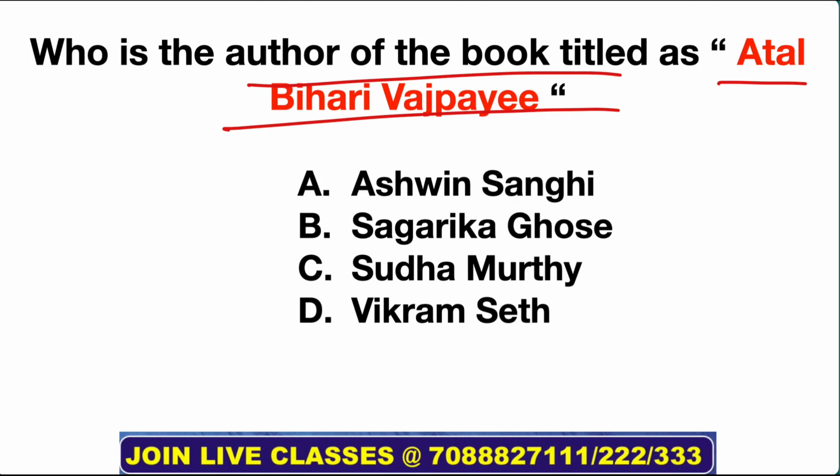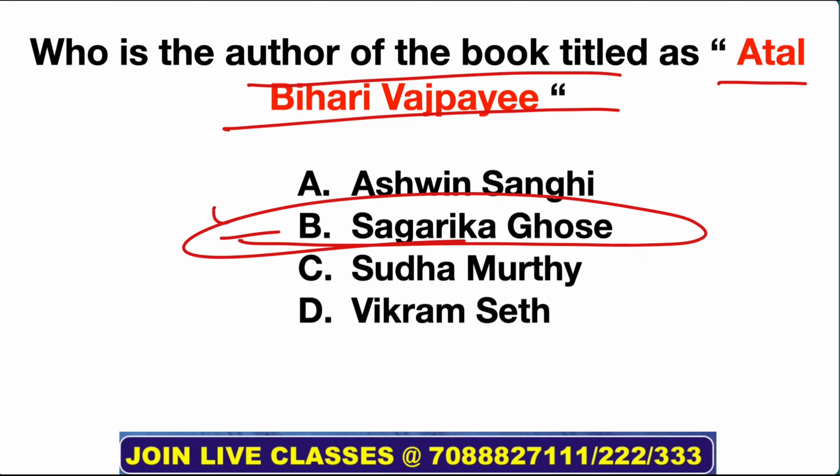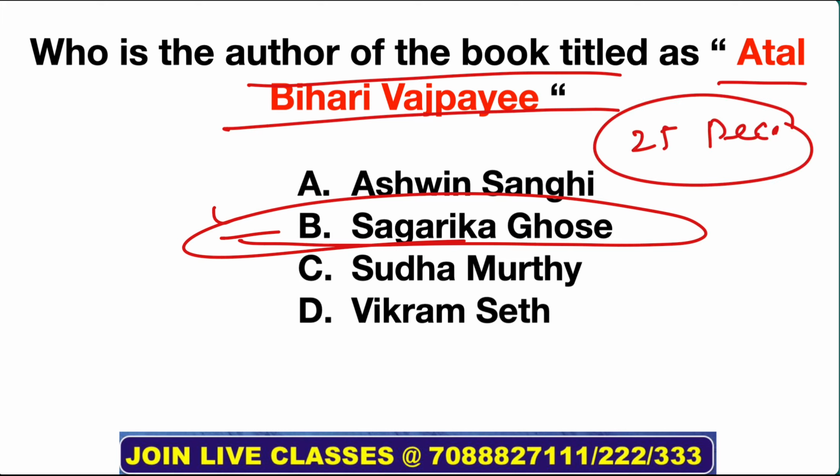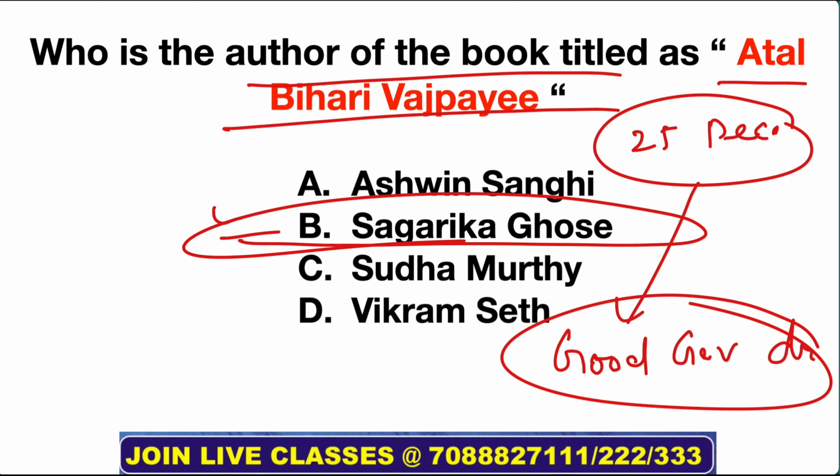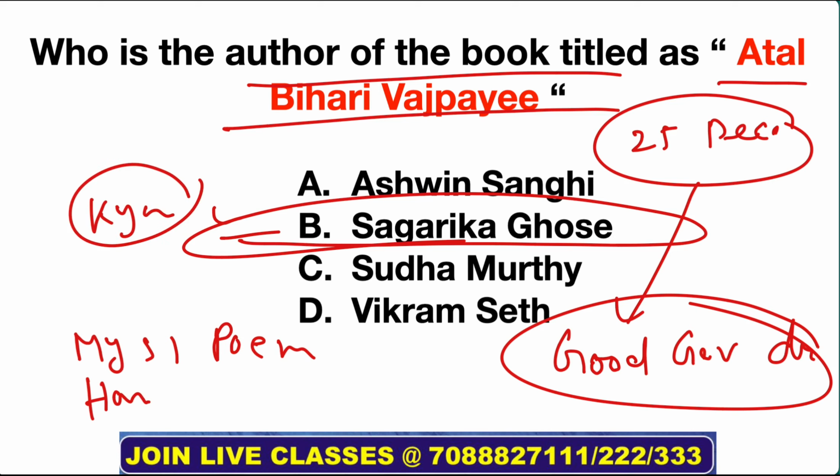So the Atal Bihari Vajpayee book is written by Sagarika Ghosh. And the birthday of Atal Bihari Vajpayee is celebrated on 25th December as Good Governance Day. There are so many important books that our former Prime Minister, the late Prime Minister, has written. Some are My 51 Poems, Haar Nahi Manunga. I will not accept the defeat. Kya Khoya Kya Paya. This is another book that has been written by Atal Bihari Vajpayee.